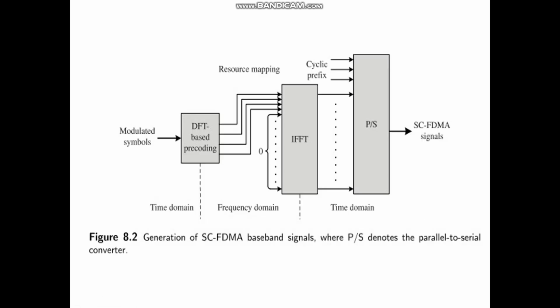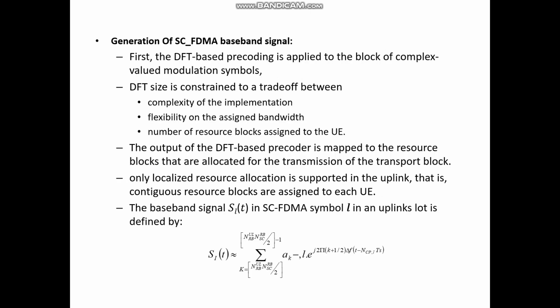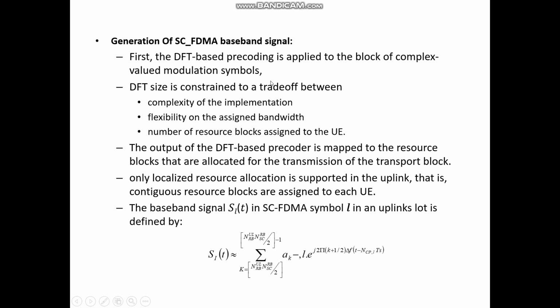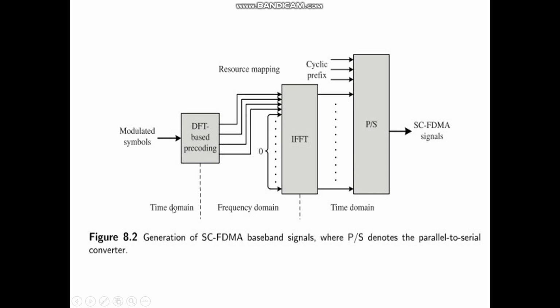This particular generation of SCFDMA baseband signals we have already seen in module 2 itself, but it is given over here as part of modulation processing. You can go through the same explanation. Let us have some recap on that. Here, first DFT based pre-coding is applied to the block of complex valued modulation symbols. So until here it is time domain.